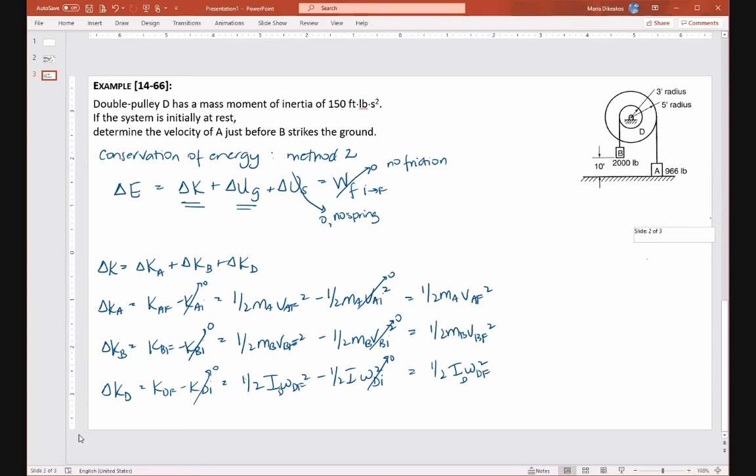So here we have VA, VB, omega D. We're being told to find VA; this is what we need to find to solve the problem. We don't know this, we don't know this. We're actually being asked to find the velocity of A just before B strikes the ground. Now, these 3 quantities are related. How?